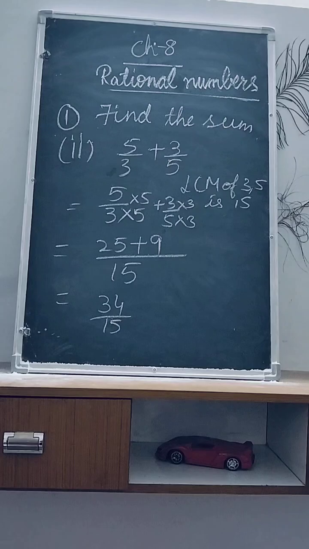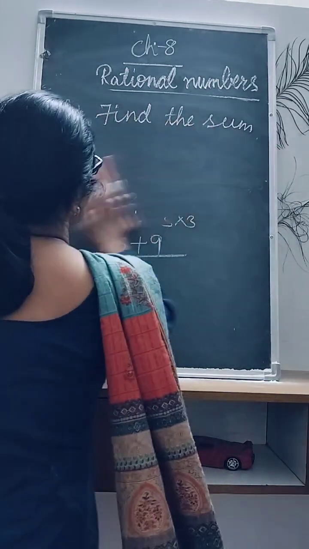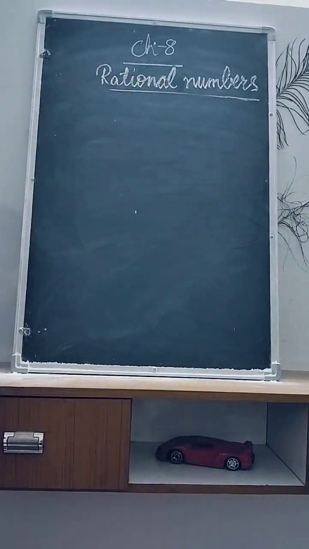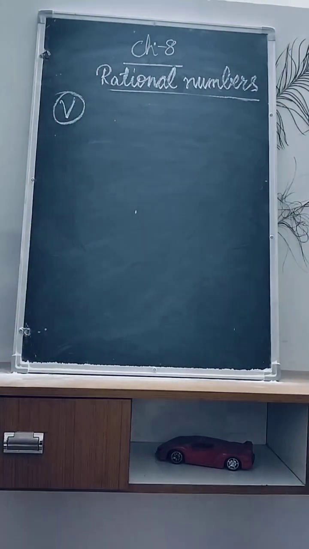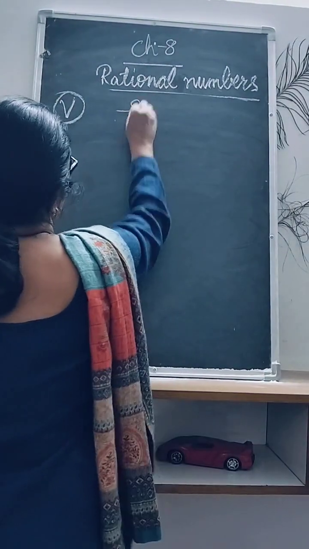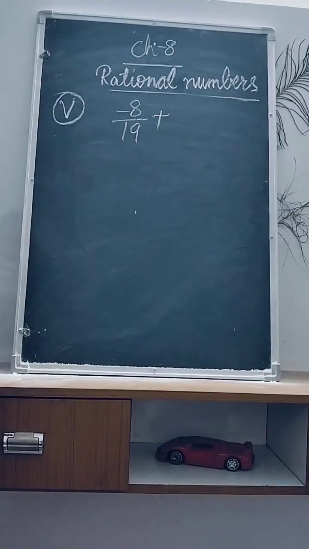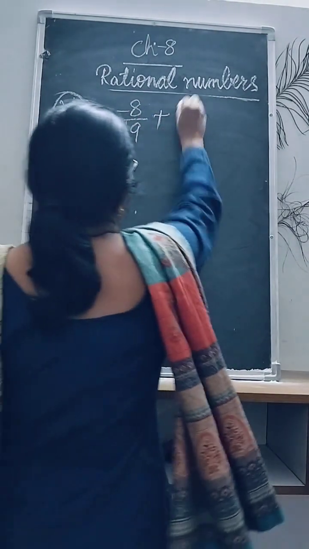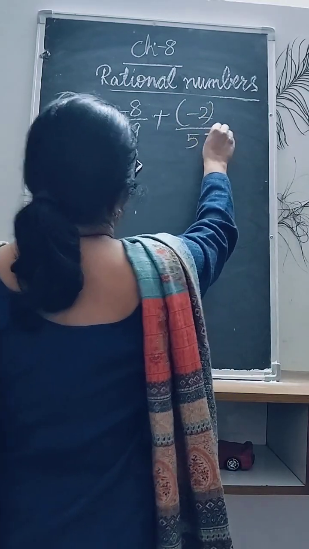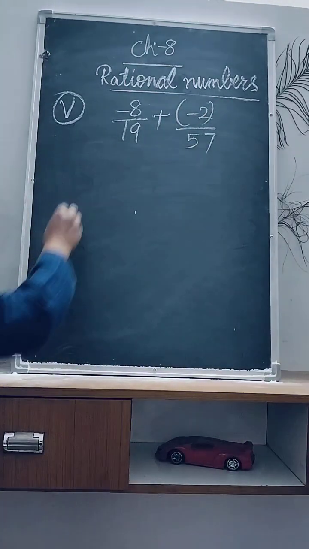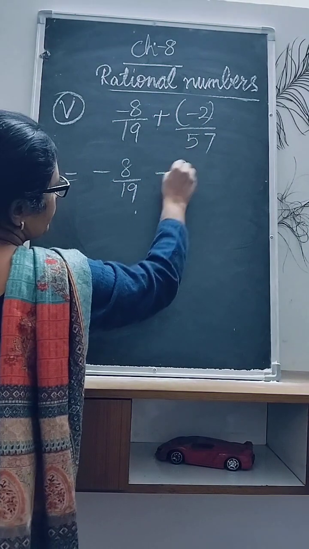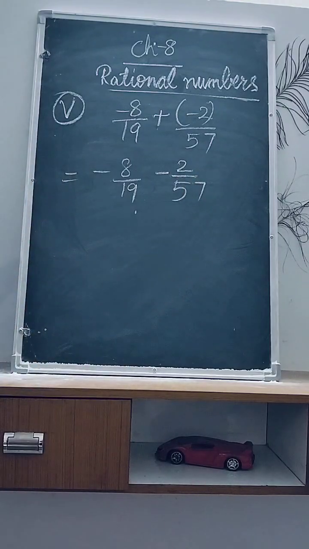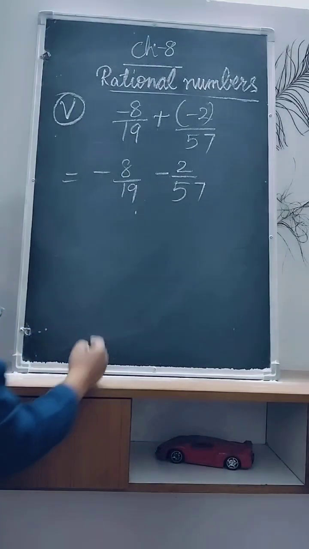Now the next part, fifth part. Now let us solve the fifth part: minus 8 by 19 plus minus 2 by 57. Now again students, before solving this, plus into minus is minus. Now next, after changing the signs, you can take the LCM. If you see, 19 into 3 is 57.